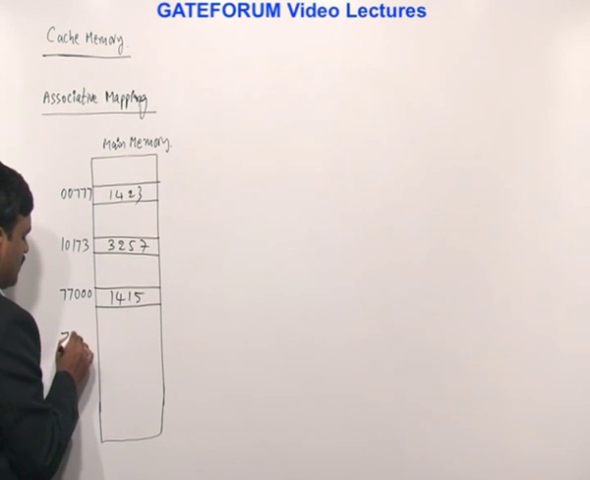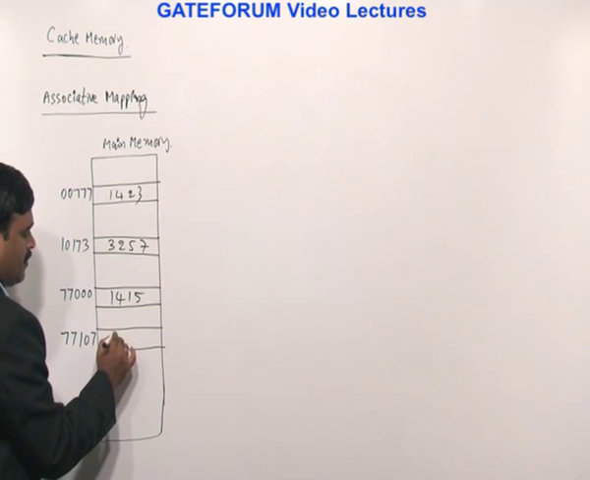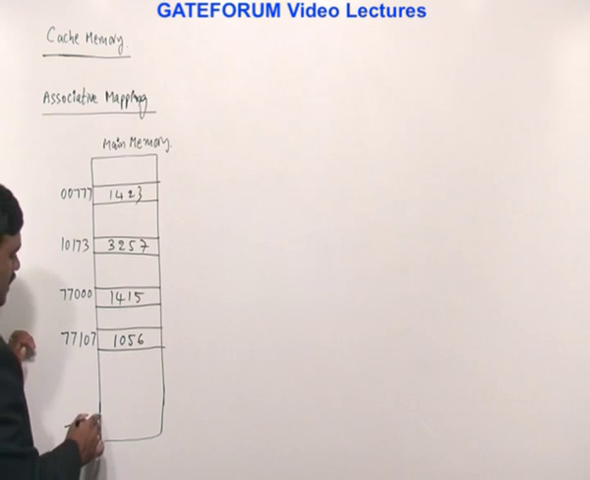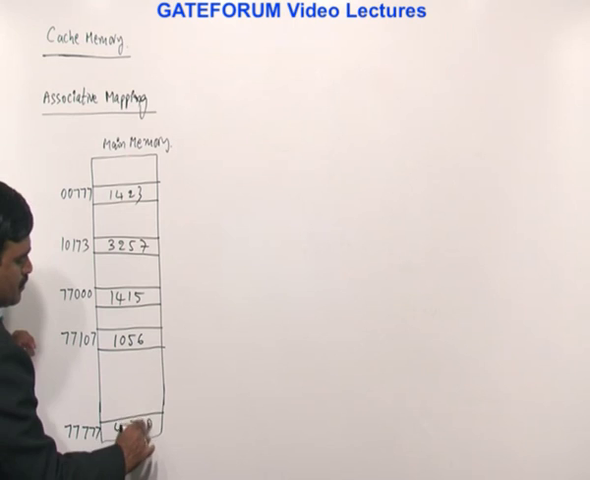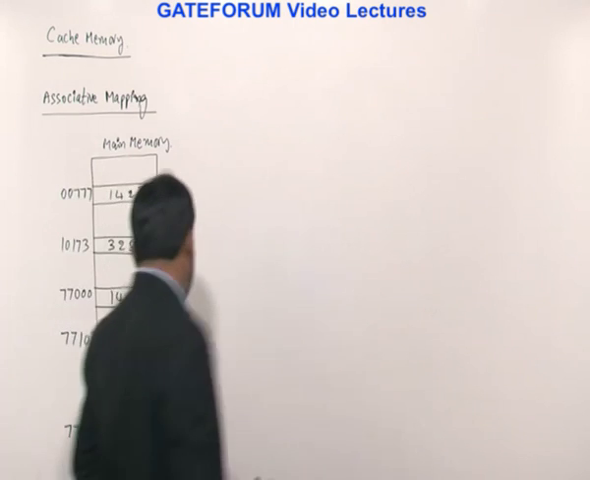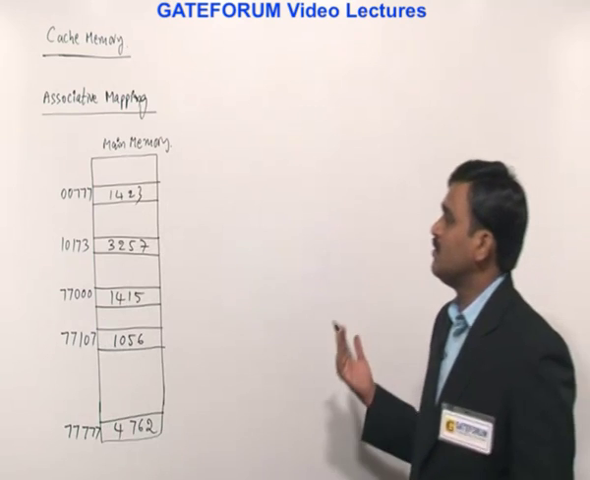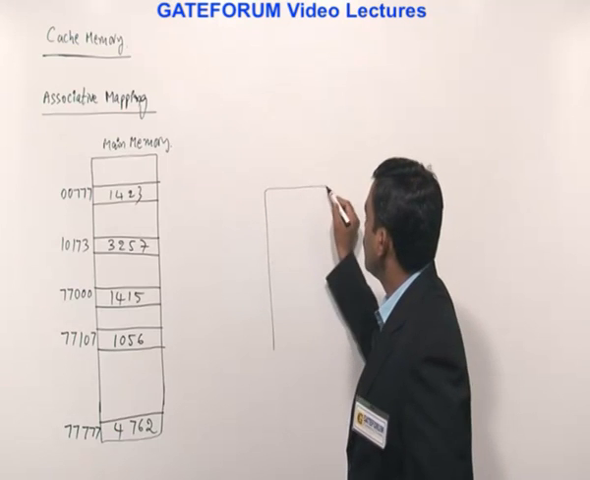And at address 77107, this is the octal address, there is a data item 1056. And at another address, 77777, there is data 4762. These are the data items available at different locations of main memory. So some of the data items you want to retrieve into the cache in order to improve the hit ratio.